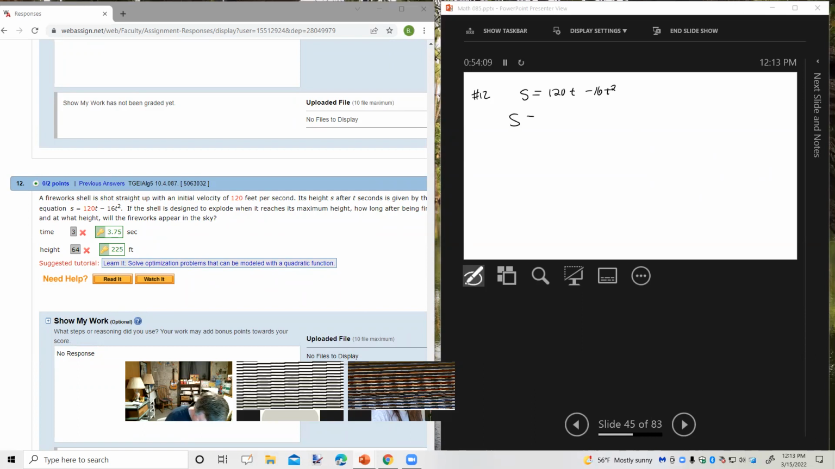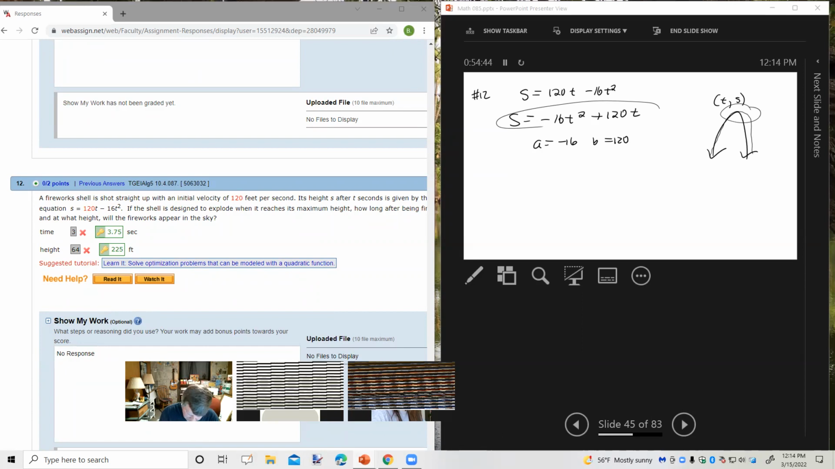All right, first of all, let's rewrite the equation so that it's in the correct form. So a is -16 and b is 120. This is a parabola opening downwards. So here's the flight. The shell is shot upwards and then it comes back down and it wants to explode at its maximum height, which is the vertex. So basically we want to find the vertex of this parabola, which is going to be at t comma s.